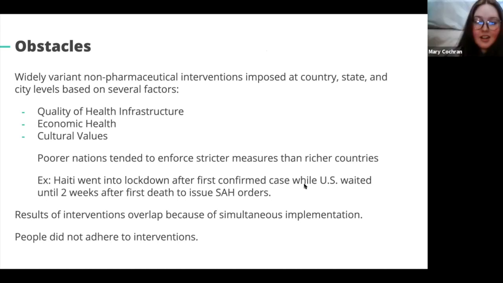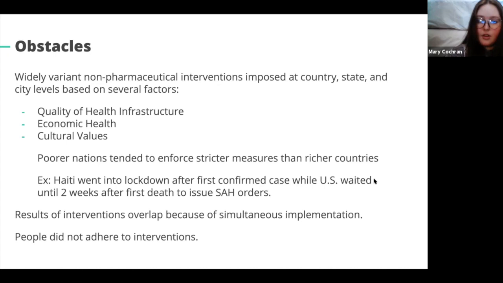Hi, my name is Mary Cochran, and I'll be addressing some limitations and obstacles that we faced in measuring and modeling the impact of the various non-pharmaceutical interventions. As Riley explained, one obstacle in measuring the impact that becomes immediately apparent is how widely variant these interventions were. Countries and states decided and set the standards for these interventions individually, which means that these decisions are based on several factors, including maturity of health infrastructure, robustness of economy, and cultural values.